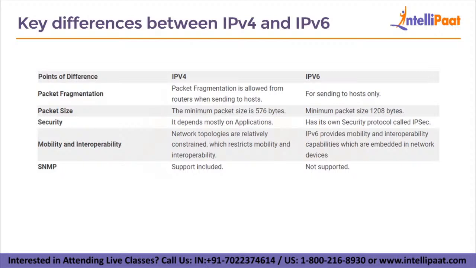Alright, moving on to the next factor, which is mobility and interoperability. Network topologies are relatively constrained, which restricts mobility and interoperability. So it is restricted in IPv4, and when it comes to IPv6, it is embedded in the network devices. So IPv6 is very mobile and interoperable, and that is why it is used on mobile networks in the present day. When coming to SNMP, it is not supported in IPv4, and it is supported in IPv6.